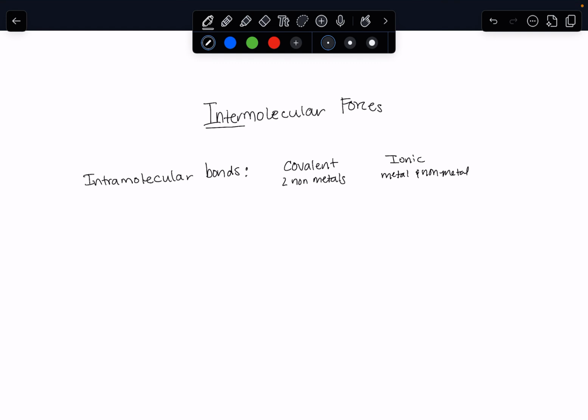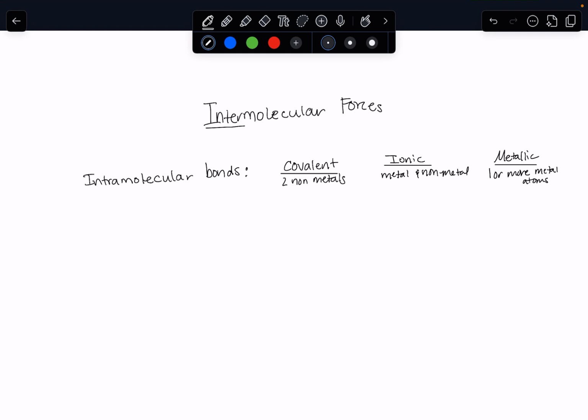Okay, and we haven't learned yet about the third type, but there is a third type, and that's going to be called a metallic. A metallic bond is between one or more metal atoms. Okay. So again, we have covalent, ionic, and metallic. These are called intramolecular bonds or intramolecular forces, but I like calling them bonds because they're true bonds.